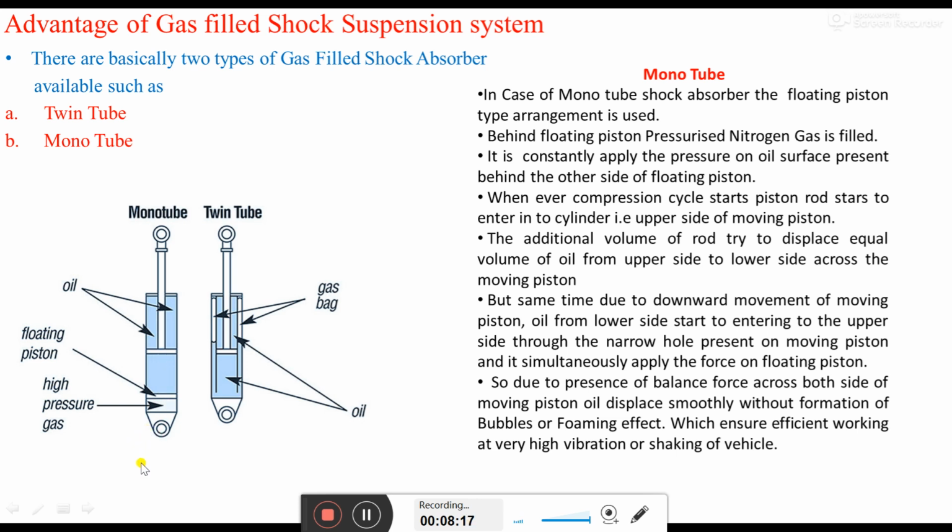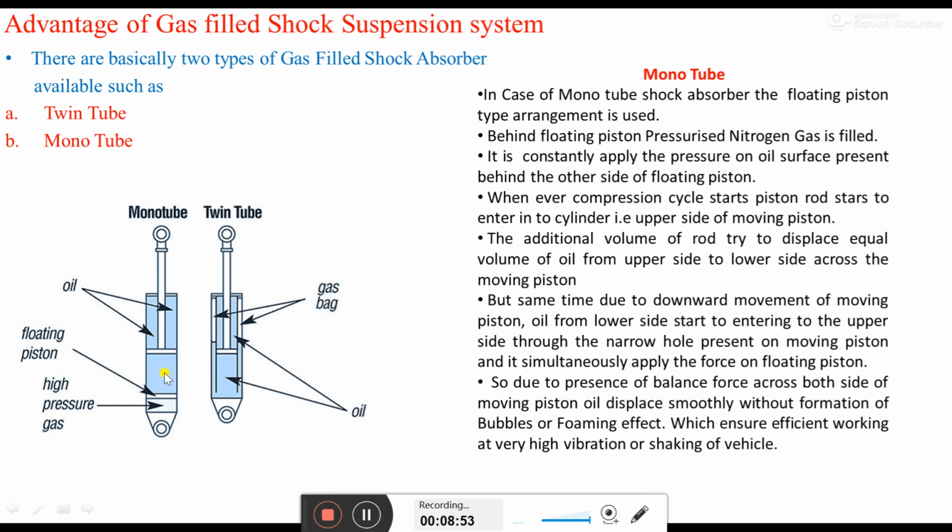So whenever road shock is coming from the bottom, that time this thing is going upward and the rod going inward. Okay, so whenever this thing goes upward and this comes inward, that time oil present below this thing goes in the upward direction across the narrow hole. At the same time, downward movement of this rod exerts pressure on this piston, and the pressurized nitrogen which is present at the bottom again gets somewhat pressurized.